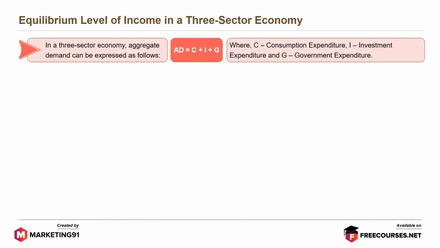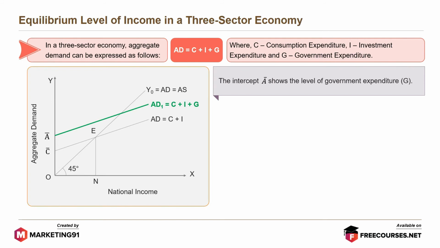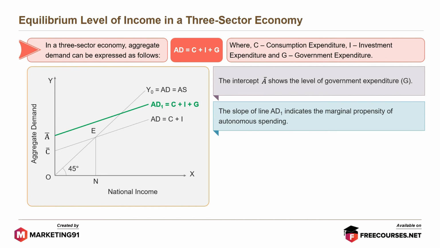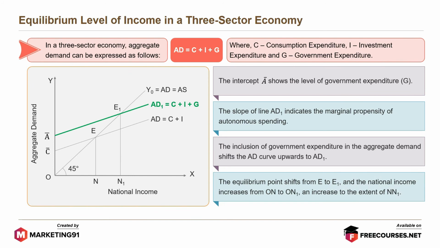In a three-sector economy, aggregate demand can be expressed as AD equals C plus I plus G. To explain graphically, the x-axis represents national income and the y-axis represents aggregate demand. The intercept A bar shows the level of government expenditure. The slope of line AD1 indicates the marginal propensity of autonomous spending. The inclusion of government expenditure in the aggregate demand shifts the AD curve upwards to AD1. The equilibrium point shifts from E to E1 and the national income increases from ON to ON1, an increase to the extent of NN1.